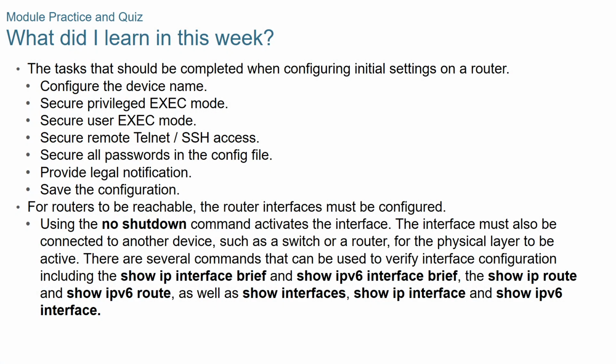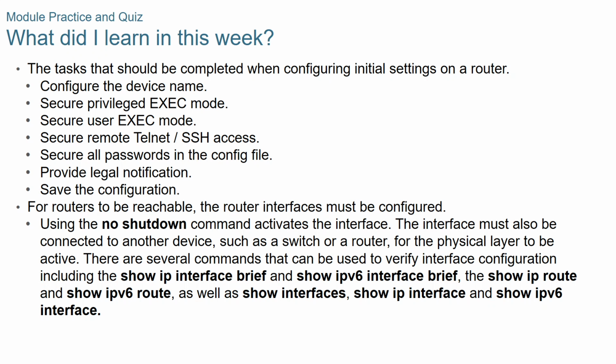So what we've gone over, and hopefully what we should learn this week by doing the Packet Tracer activities and exercises to back this presentation up: you should be able to configure the device name, secure privileged exec mode, secure user exec mode, secure remote telnet and SSH access, secure all passwords in the configuration files, provide legal notification, and save the overall configuration. So that should give you a completed configuration of initial settings on a router.